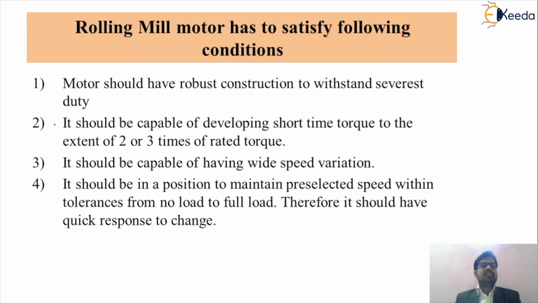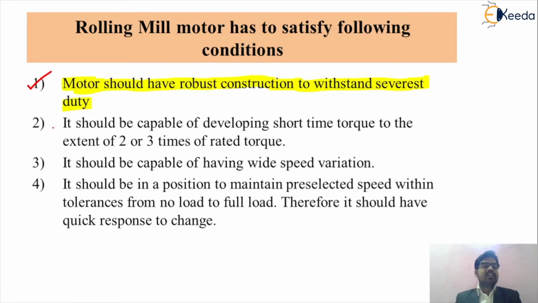So the first type of requirement, or the first condition, is that while we are selecting this motor as a drive for a steel rolling mill, the motor should have a robust construction and withstand the severest duty. As we have seen, the temperature in a steel rolling mill will be very high. So while selecting a motor, it should be of robust construction, and obviously there are different types of duty cycles. In a steel rolling mill we have to select a motor which has a severest duty. So this is the first requirement.